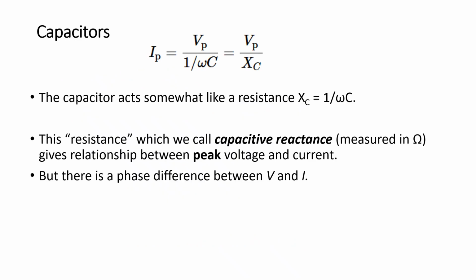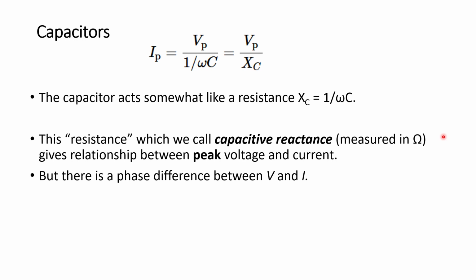So that X sub C is sort of like resistance. We're going to call it capacitive reactance. It is measured in ohms, and it gives a relationship between the peak voltage and the current. I say it's sort of like resistance in that if you think back to Ohm's law, it gives a relationship between peak voltage and current. And also it's measured in ohms, but we call it capacitive reactance.